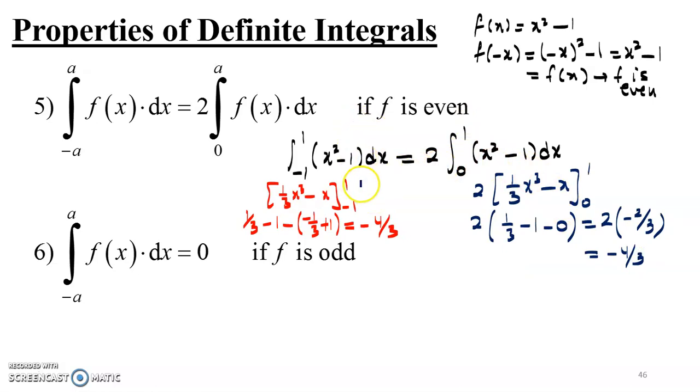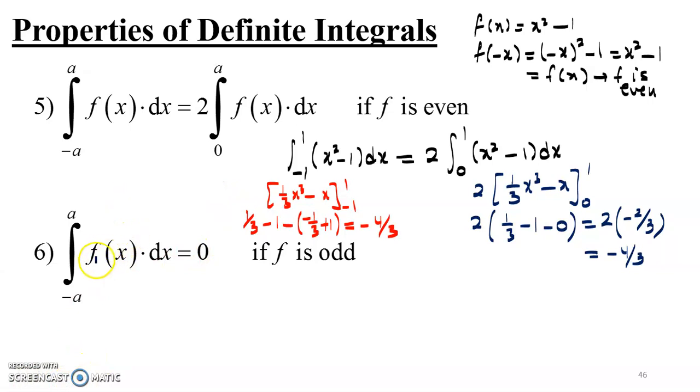It's okay if you did not notice that f is even and you could apply this property. Even if you still evaluated the integral the same way I did here on the left-hand side, you would still reach the same answer. This property is simply a shortcut whenever you notice that f is even.